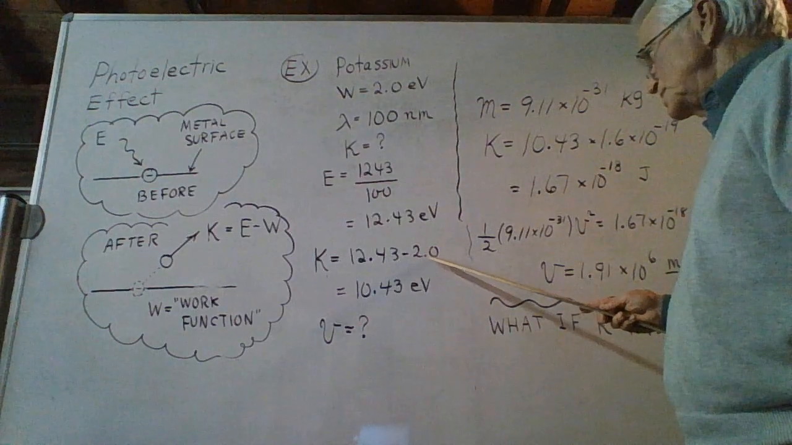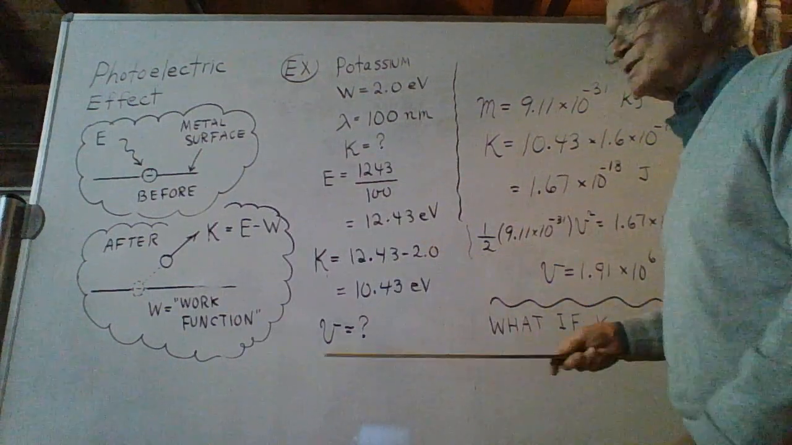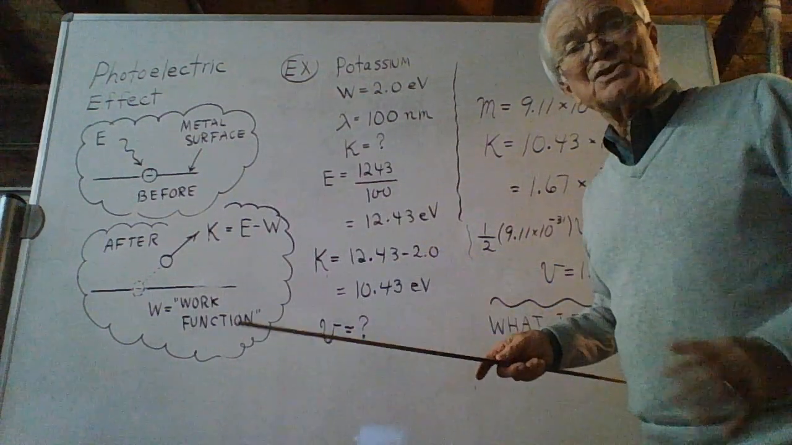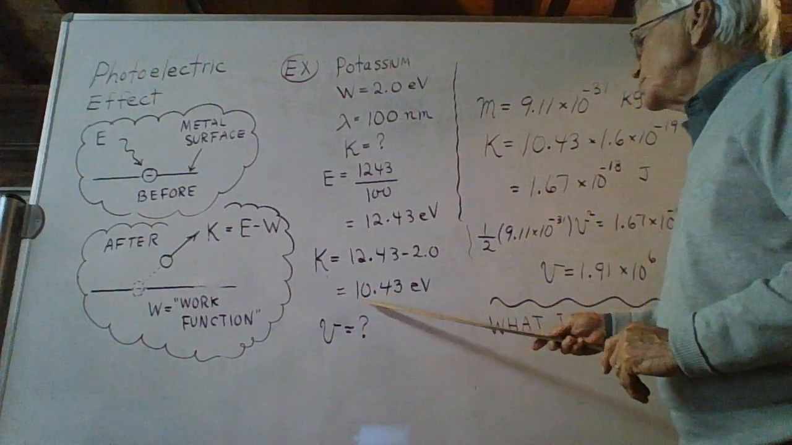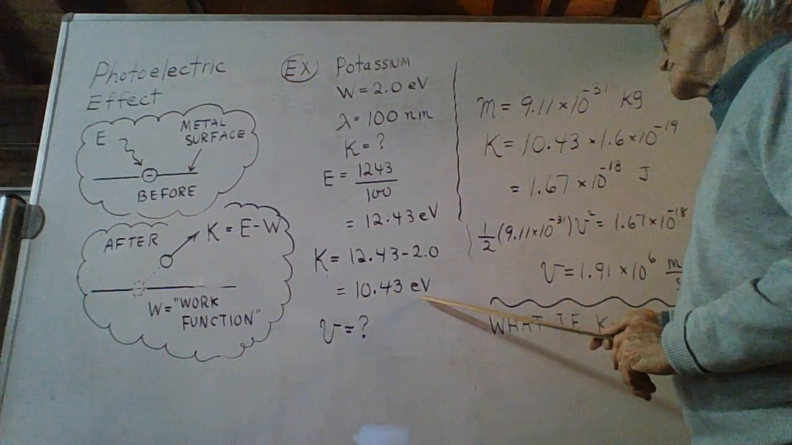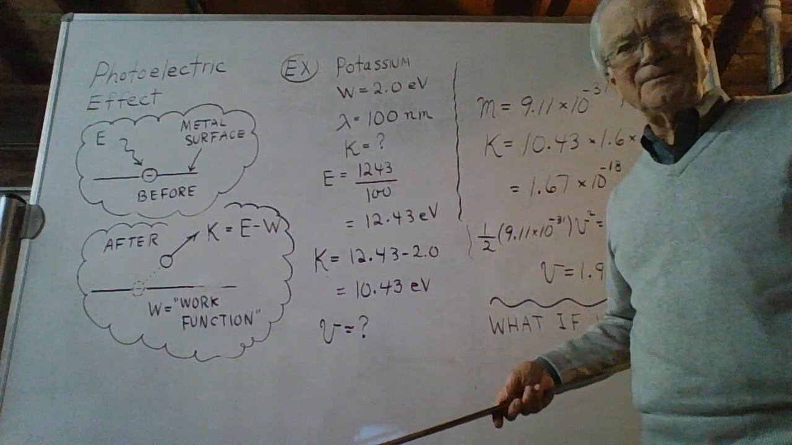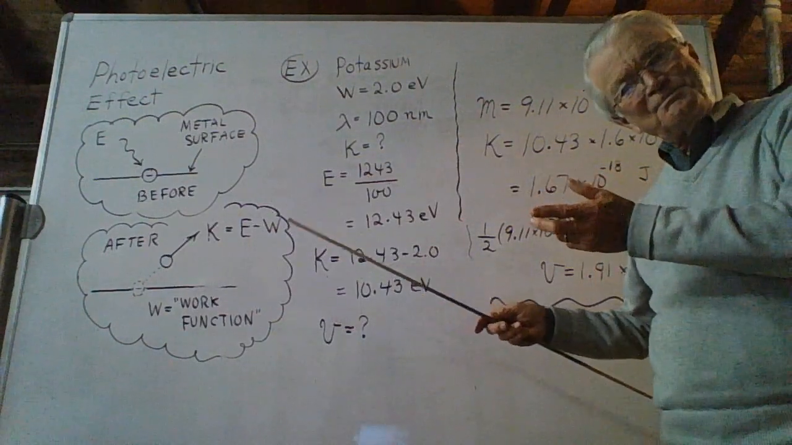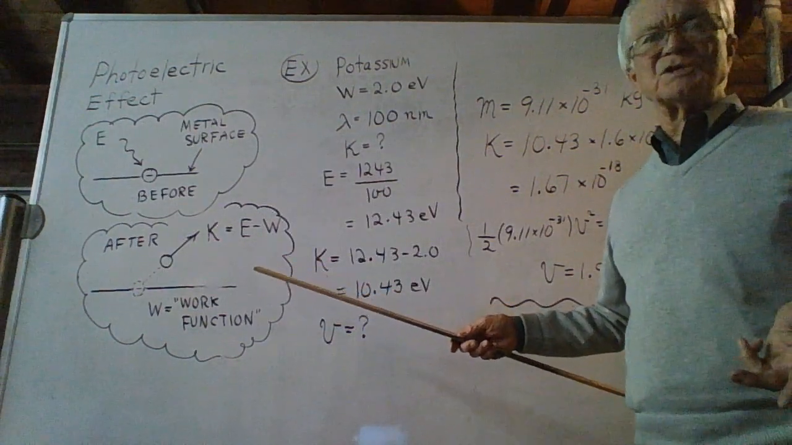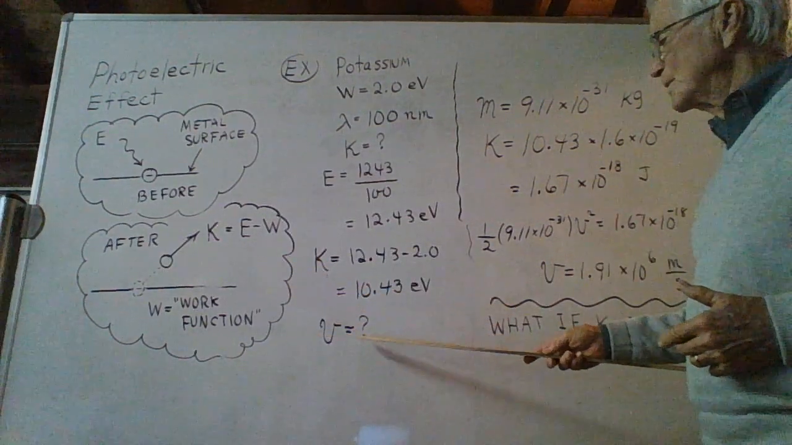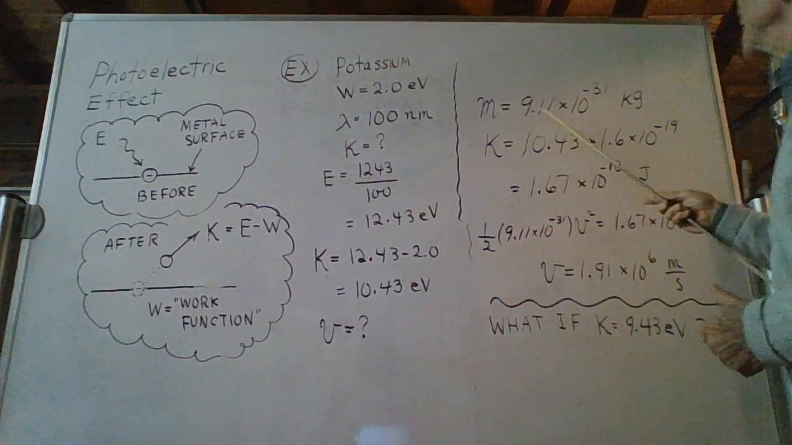Now, from this equation, we calculate the kinetic energy that the electron has is what's left over after it uses 2 electron volts to fight its way away from the surface. Final result, the kinetic energy is 10.43 electron volts. Now there's a second part of this problem. What's the speed of the electron that has been photoemitted from this potassium metal? Question mark. Continues up here.